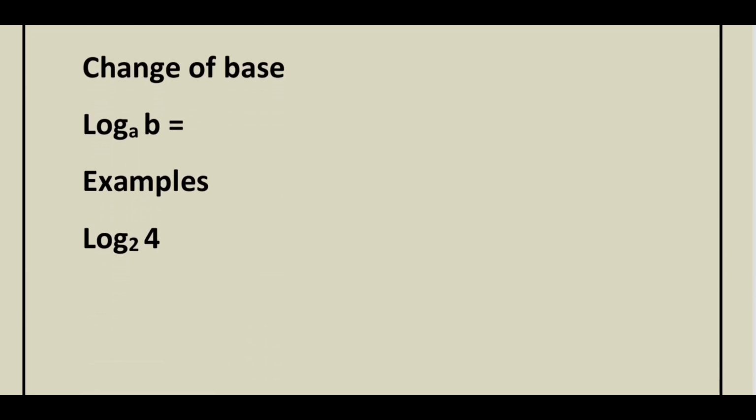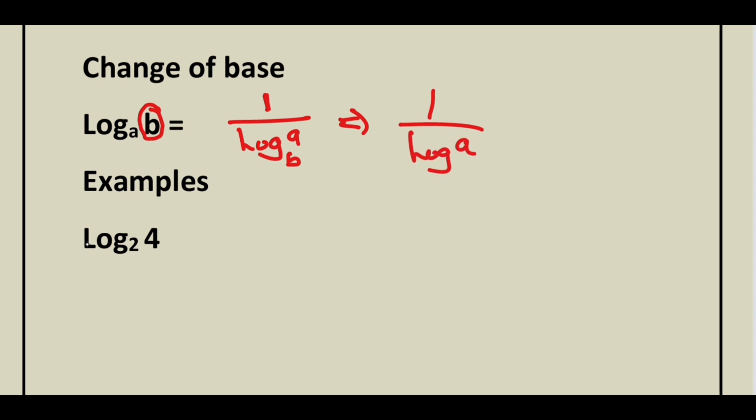Then the last one is called change of base. You can change the base. It now becomes 1 over log A base B. So when you want to now move this value to become the base, then you're going to put everything as a reciprocal. So it becomes 1 over log A base B. This is the law. We call this the change of base.